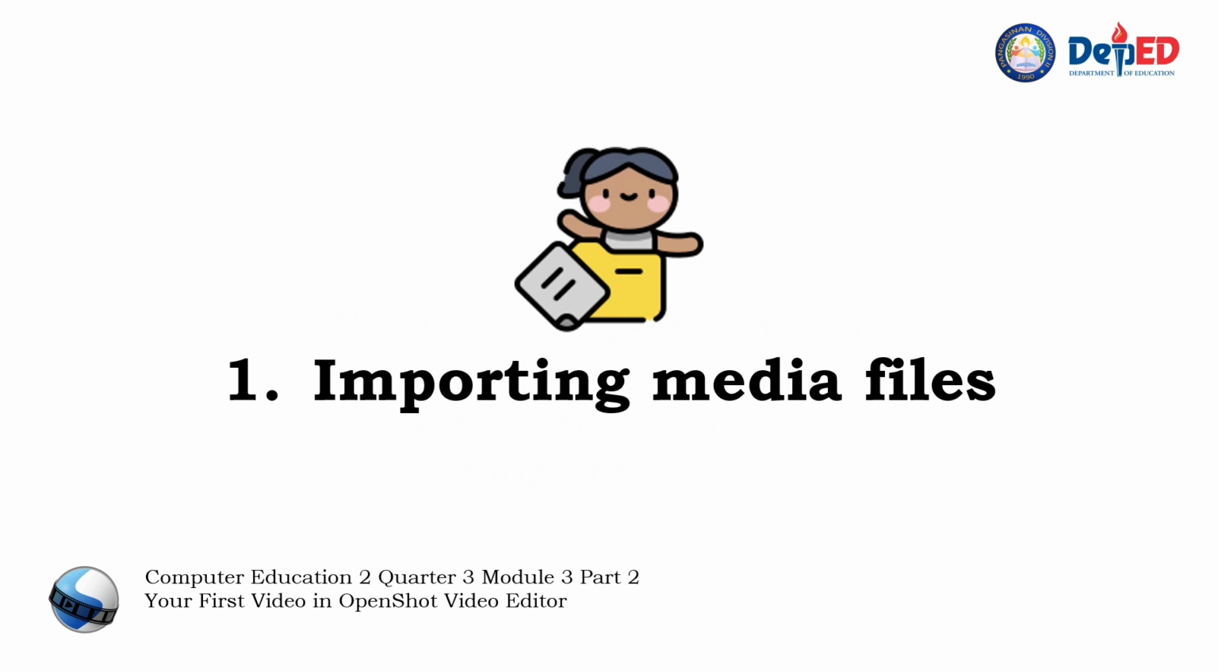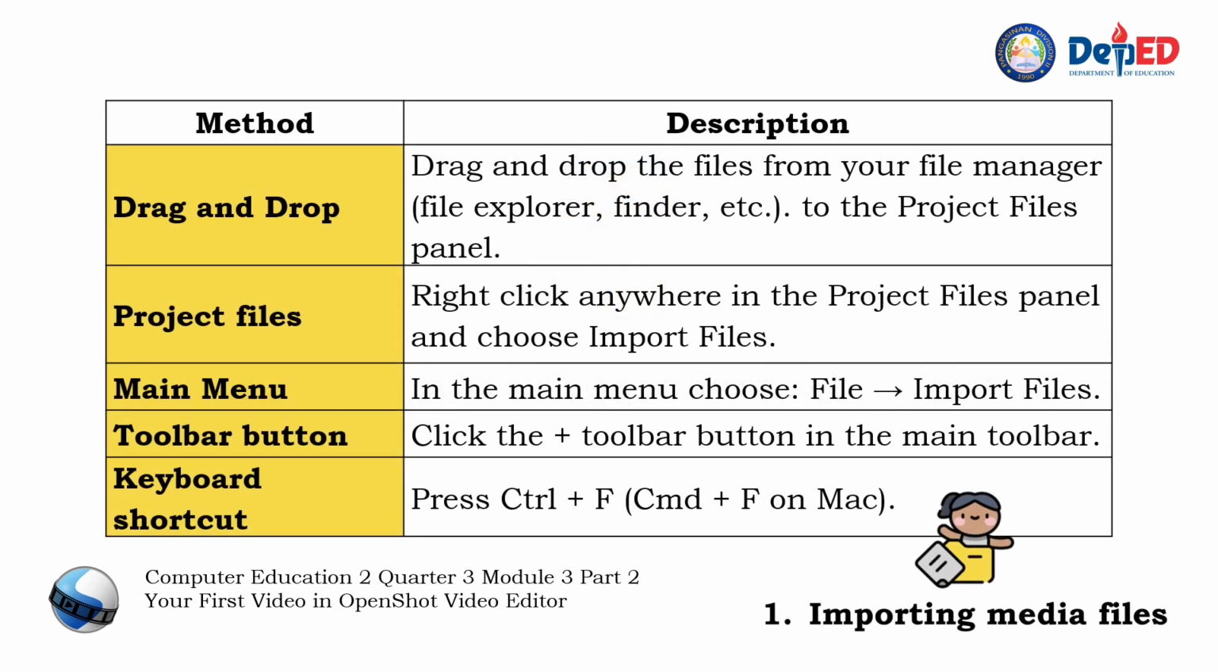Importing media files. Before you begin making a video, you need first to import media files into OpenShot. Most video, image, and music file formats will work. You can do this through the following methods. First is the drag and drop method. This method involves dragging and dropping the files from your file manager to the project files panel.